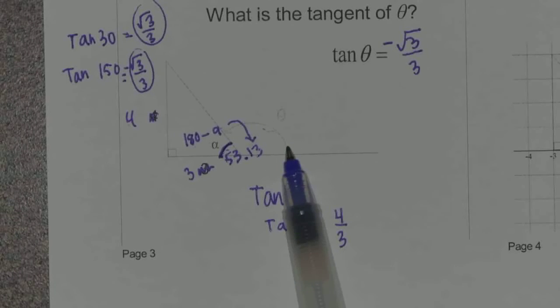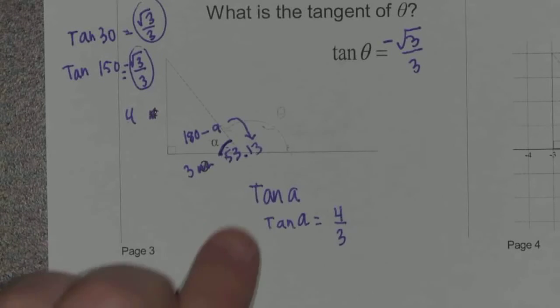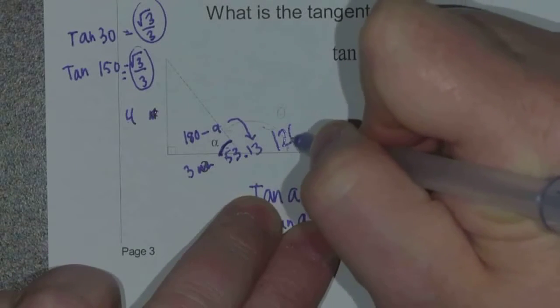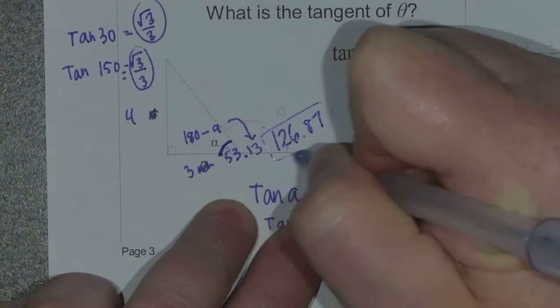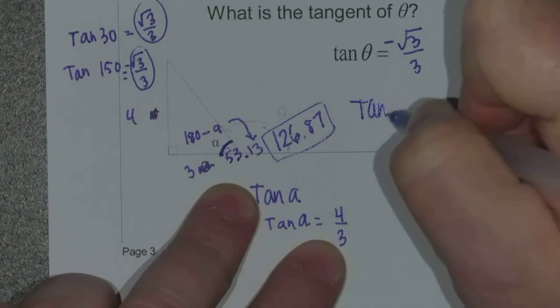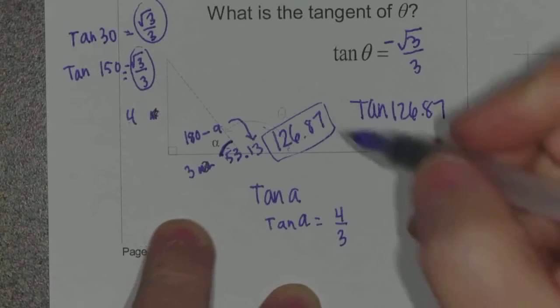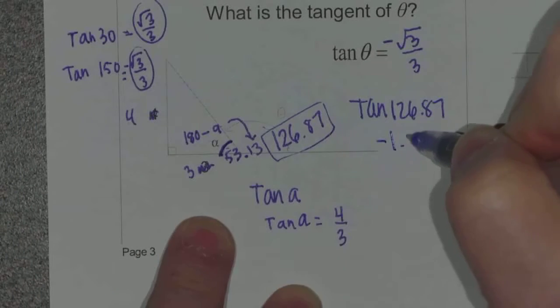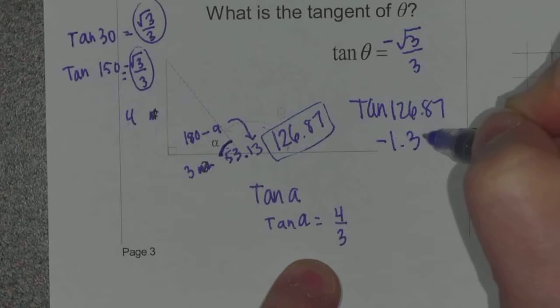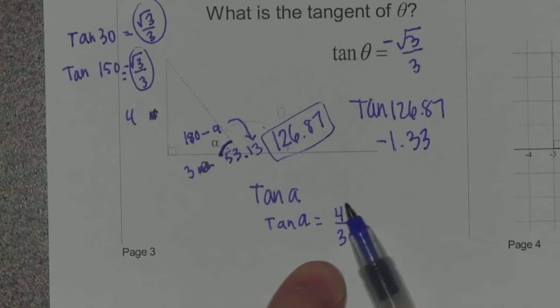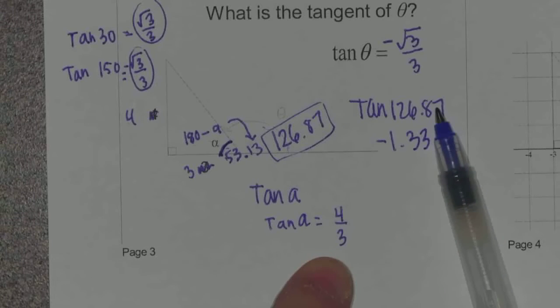Are you following me on how to do that? Like we could step through that. So you would do 180 minus 53.13, and this angle would be 126.87. And when you find the tangent of 126.87, you get negative 1.33, which is actually what this is, right? 1.33 is just the opposite sign.